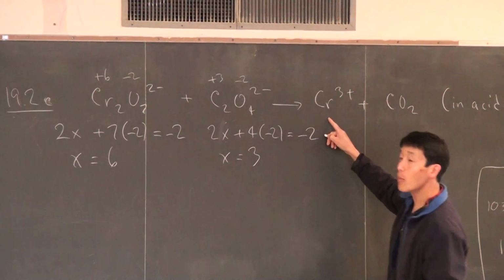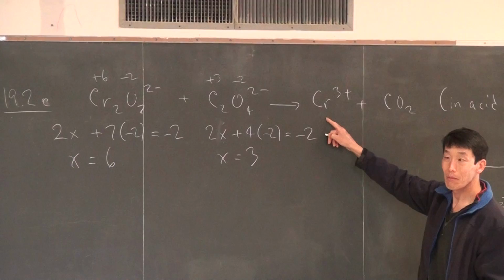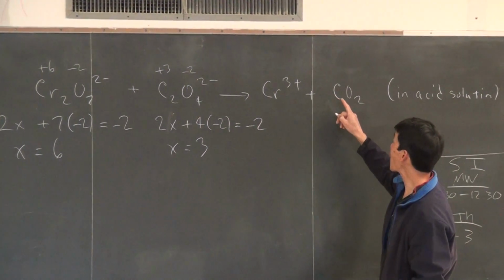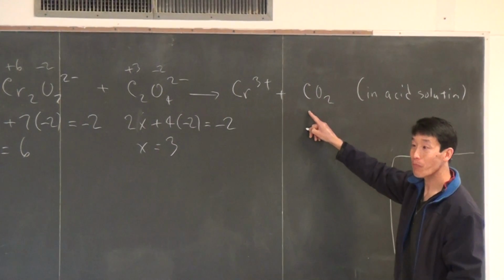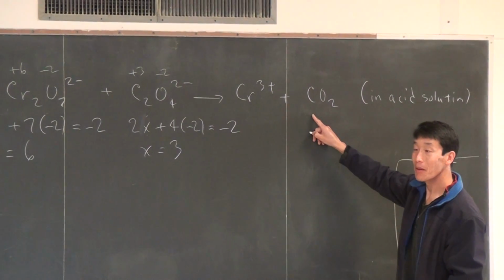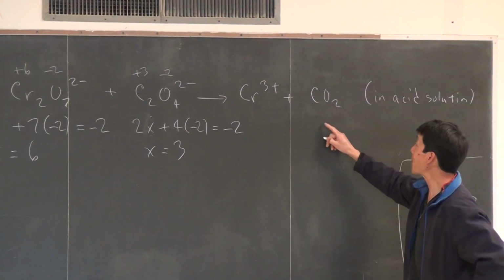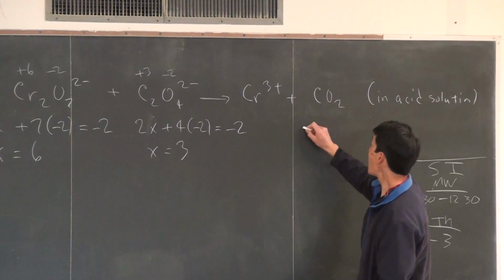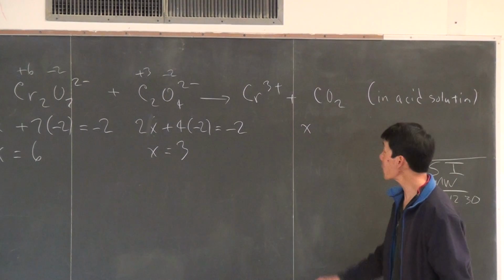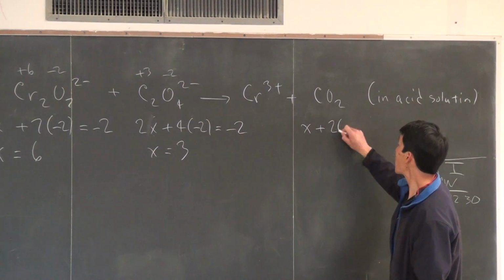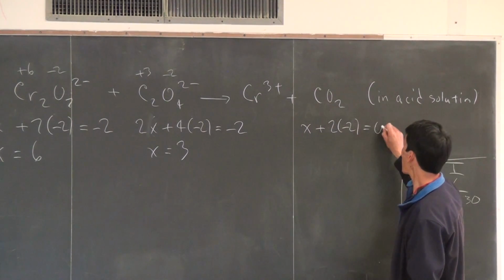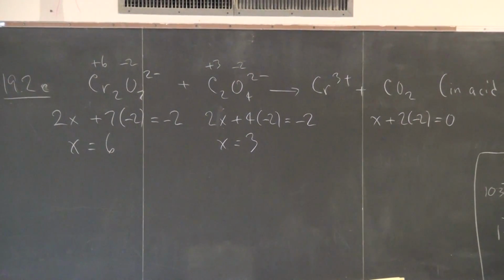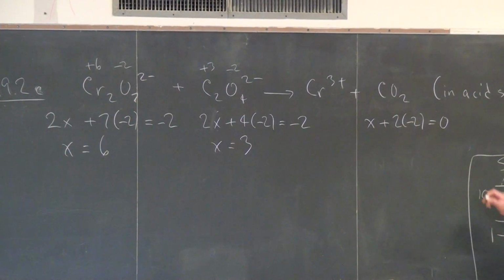What's the charge on chromium in Cr3+? Yeah, 3+. And then what's the charge on carbon in CO2? Okay, we'll do the same thing. The net charge on CO2 is 0, so we have x, where x is the charge on carbon, plus 2 times -2, and that's equal to 0, so we can solve for x. X is equal to 4.